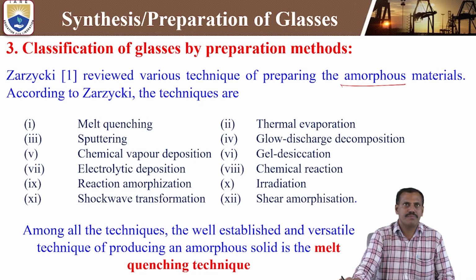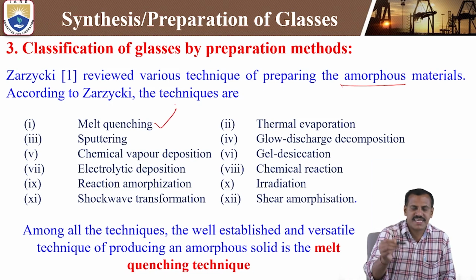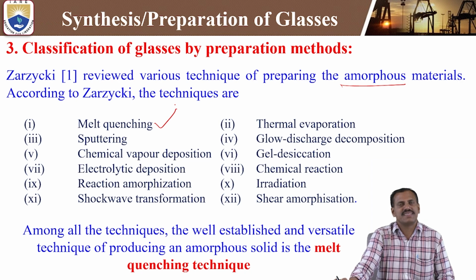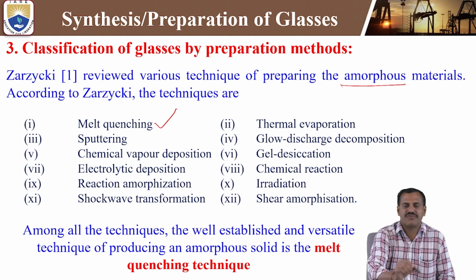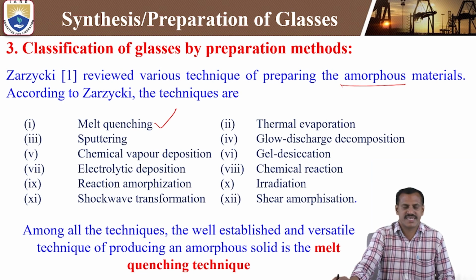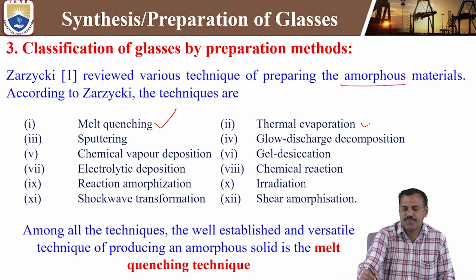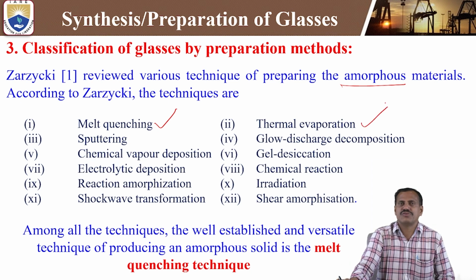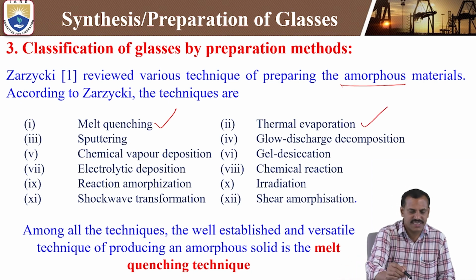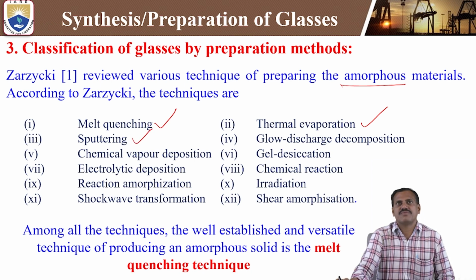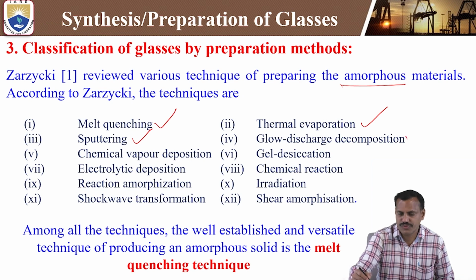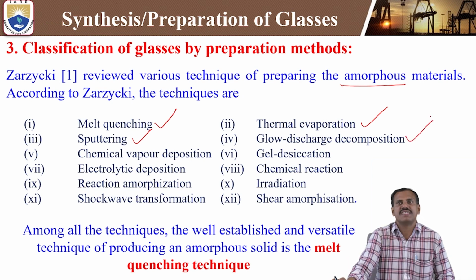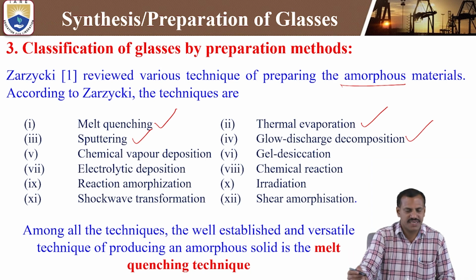But the well-known techniques to synthesize and fabricate different kinds of rare earth doped glass materials are these. The first prominent method is the melt quenching technique. Second is the thermal evaporation technique, which is also used to prepare glass materials. Third is sputtering, where we can also prepare different kinds of glass materials. Fourth is the glow discharge decomposition method. Also, we can prepare different kinds of laser glass materials.